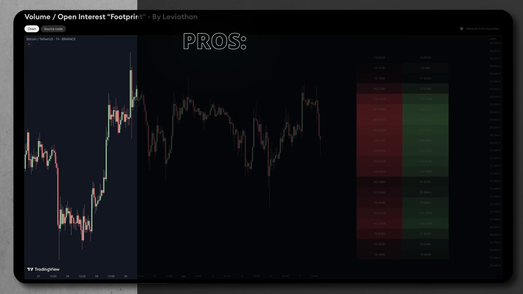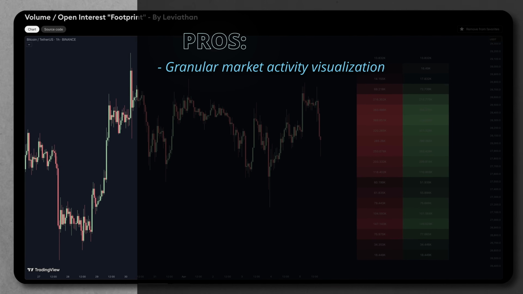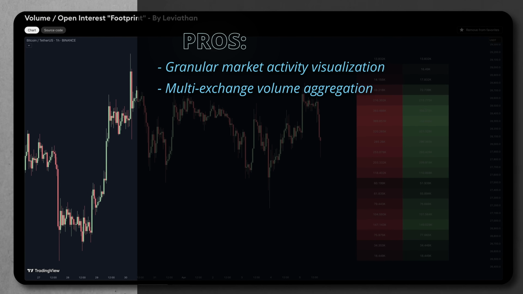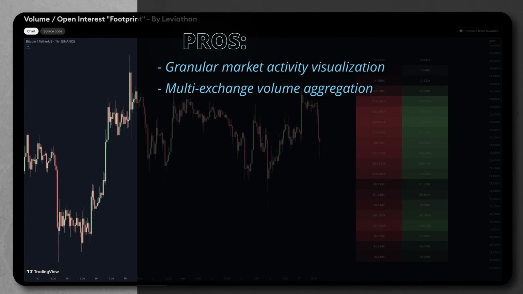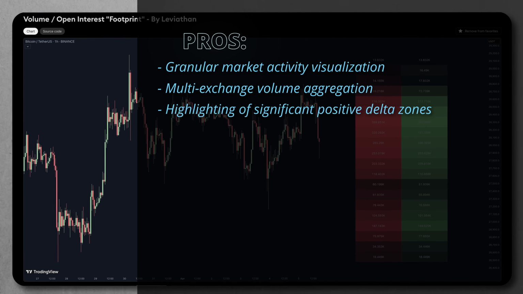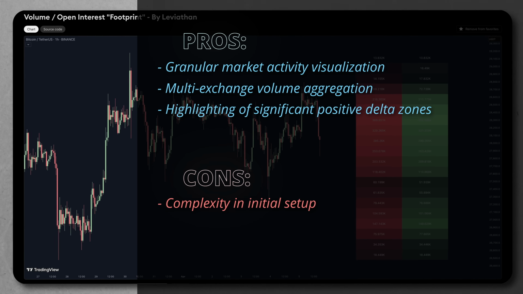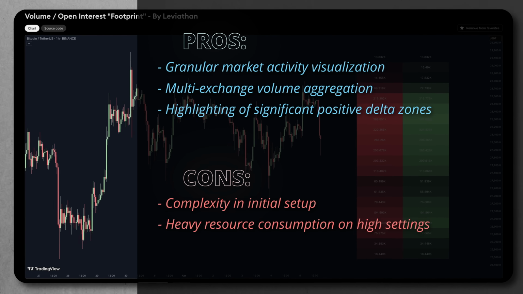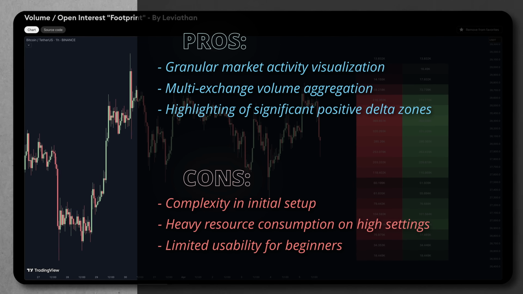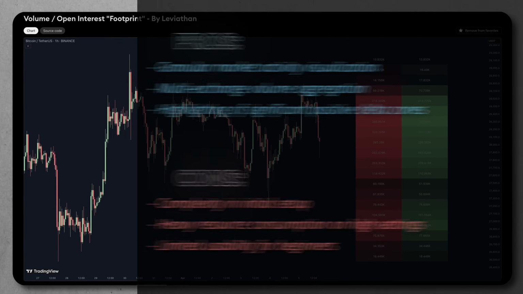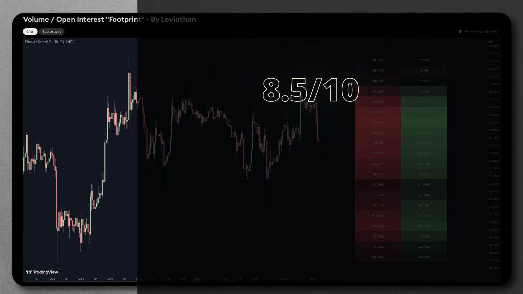Pros: granular market activity visualization, multi-exchange volume aggregation, highlighting of significant positive delta zones. Cons: complexity in initial setup, heavy resource consumption on high settings, limited usability for beginners. Ranking: 8.5 out of 10.